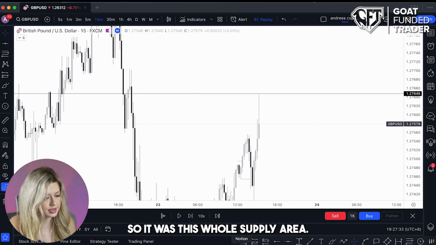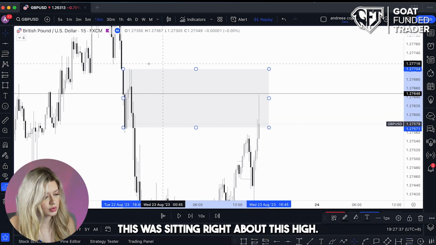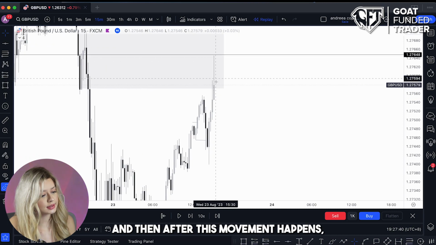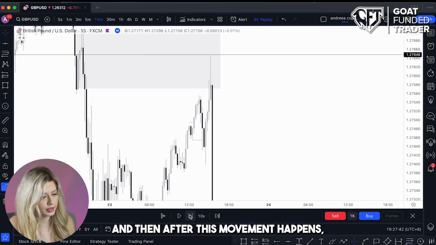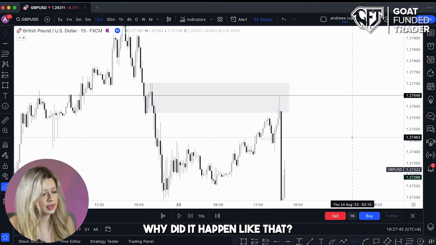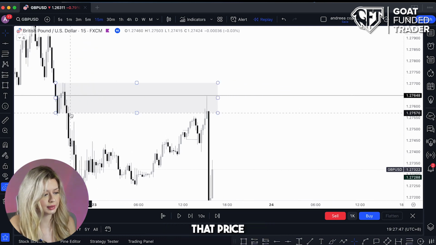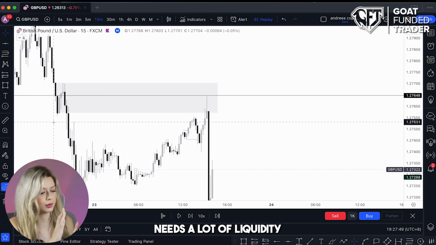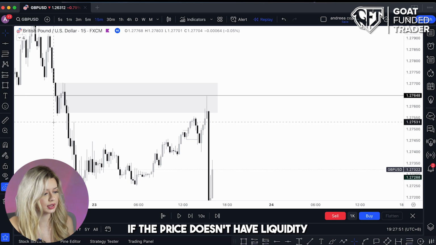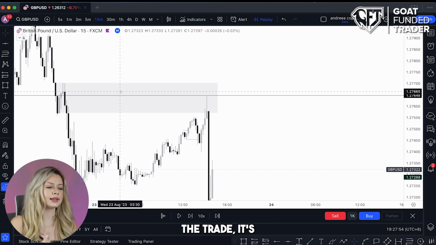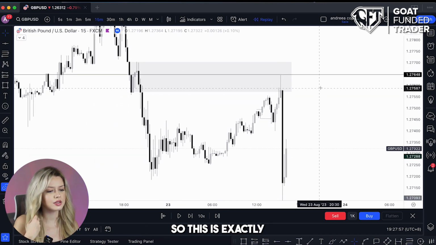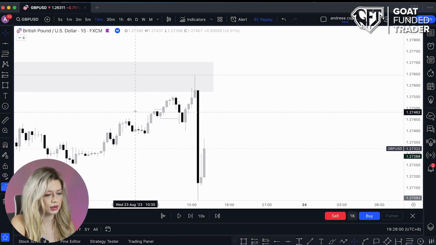All right, so it was this whole supply area that was sitting right above this high. And then after this movement happened, the price melted. Why did it happen like that? First of all, remember that price needs a lot of liquidity. If the market doesn't have liquidity, the trade is most likely not to happen. So this is exactly what we are seeing here.